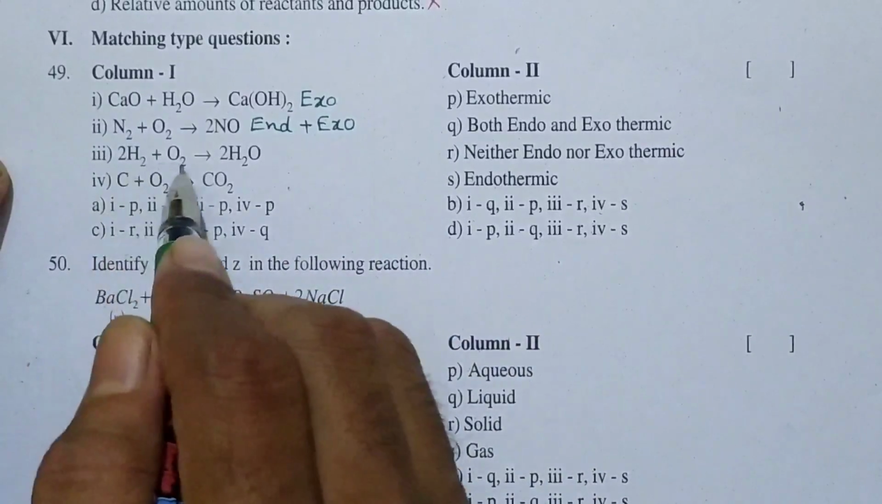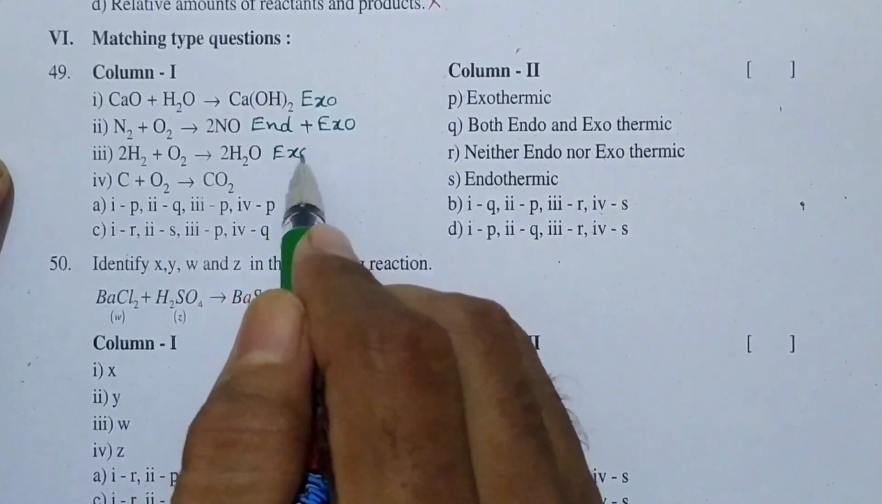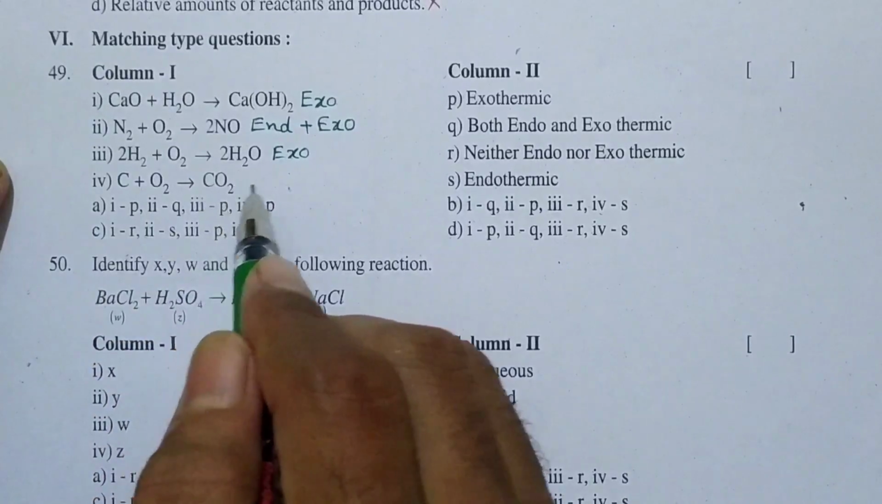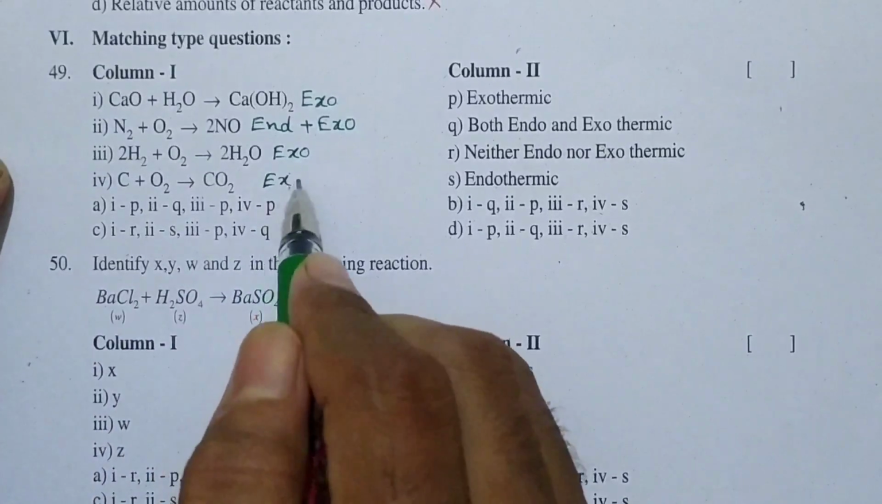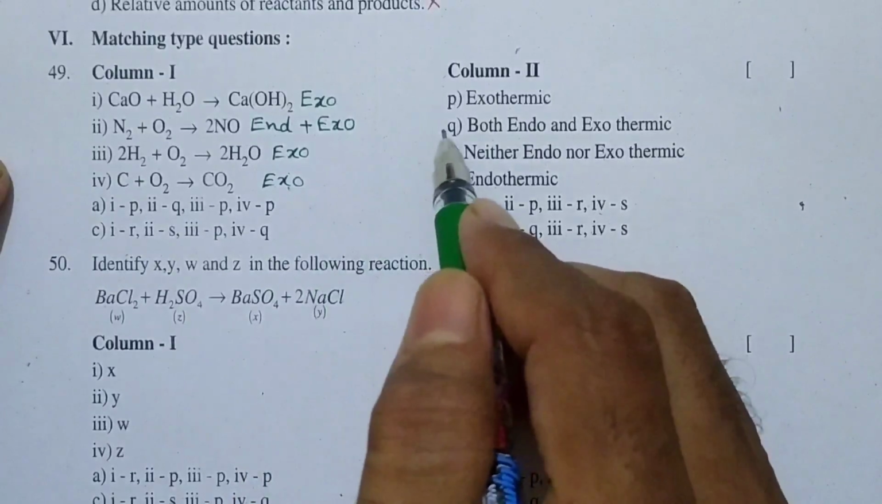Now here, the third one: 2H2 plus O2 gives rise to 2H2O. This is also exothermic. Heat will be given out. And C plus O2 gives rise to CO2. This is also exothermic, so here also heat can be given out.